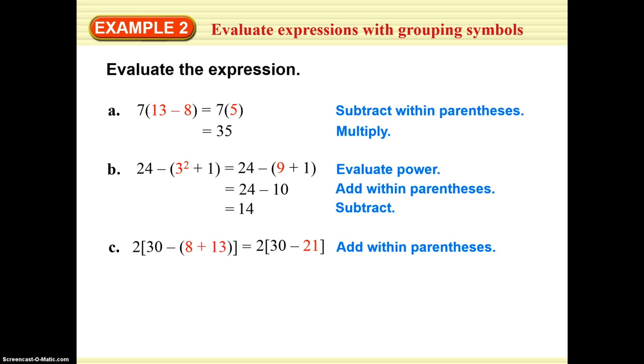So the bracket is the next grouping symbol. So we'll evaluate 30 minus 21 first. 30 minus 21 is 9. So lastly, we'll multiply 2 times 9, which will give us 18.